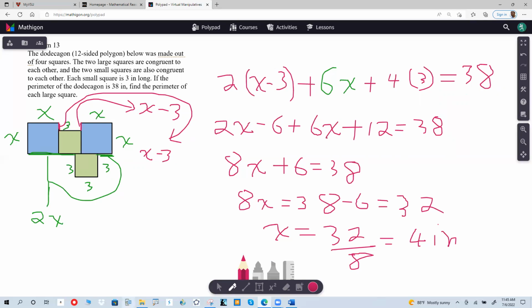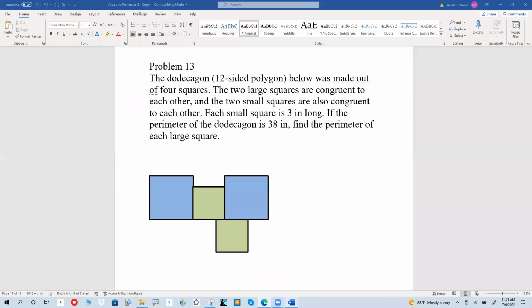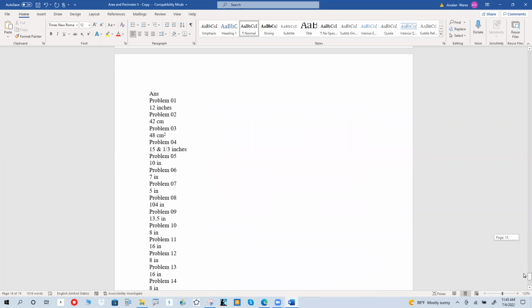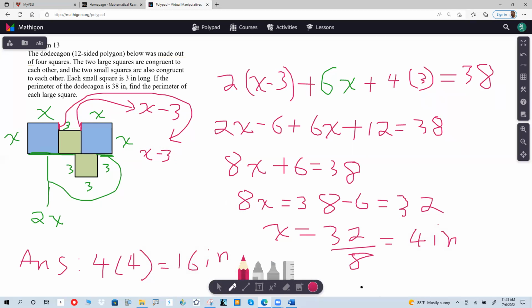They want you to find the perimeter. Your answer is going to be 4 times 4. There are 4 of them. Don't write 4 as your answer. It'll be 4 times 4 or 16 inches. I'm going to quickly go back and check my answer in my packet, okay? And I'll be back. Number 13 hopefully is 16. Yes, that's not a bad sign.